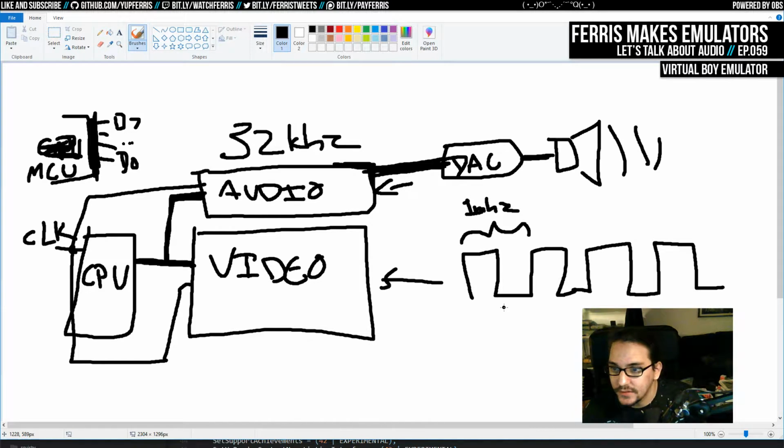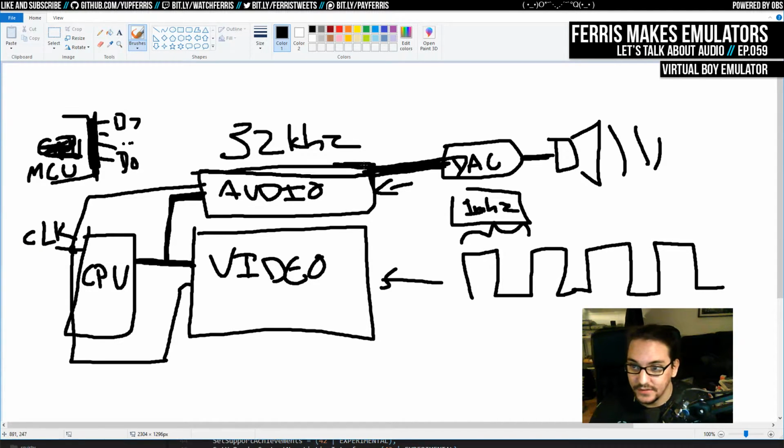Where was I? Yeah, so this clock is just this thing that oscillates. First of all, 1 megahertz is way too fast for us to hear, right? So this audio chip, the simplest design it could be is it could take the clock and just shift it.